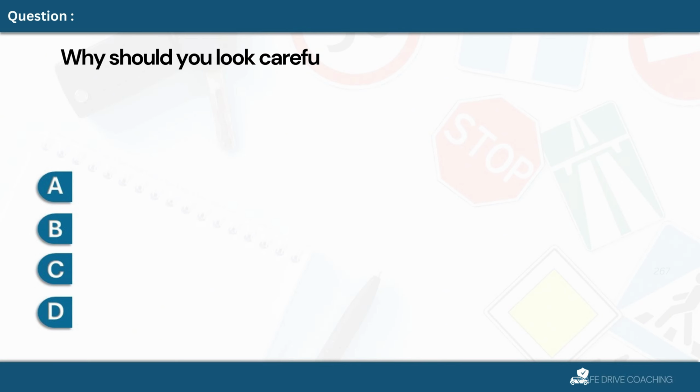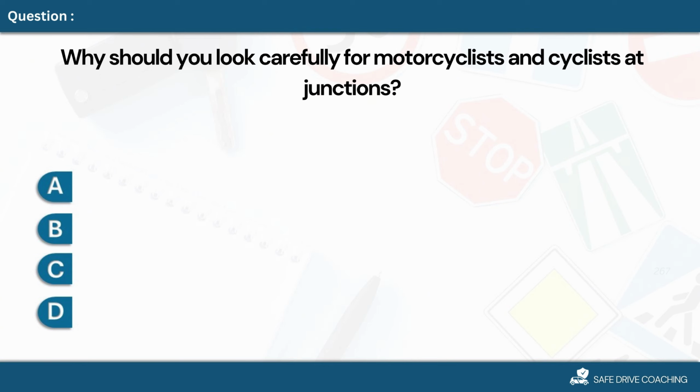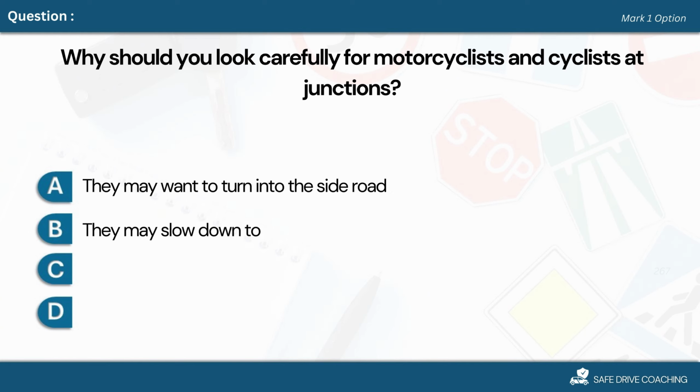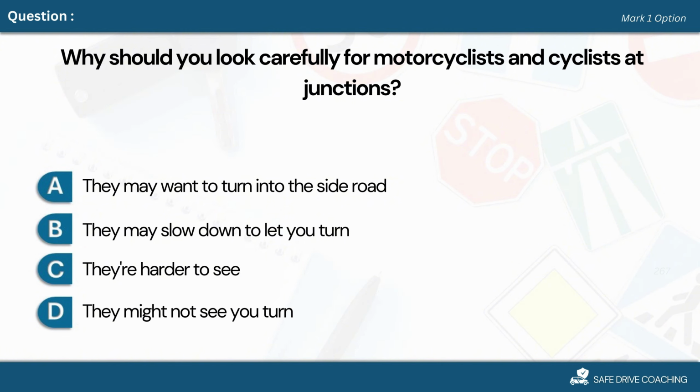Why should you look carefully for motorcyclists and cyclists at junctions? A. They may want to turn into the side road. B. They may slow down to let you turn. C. They're harder to see. D. They might not see you turn.